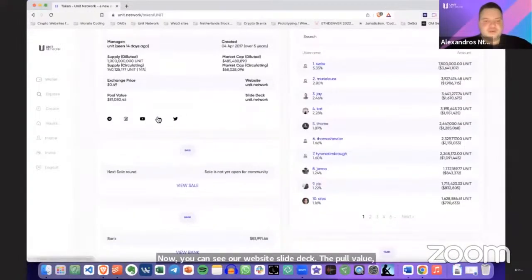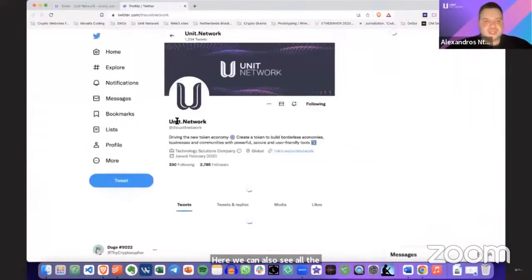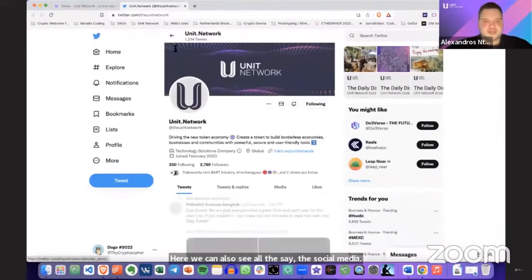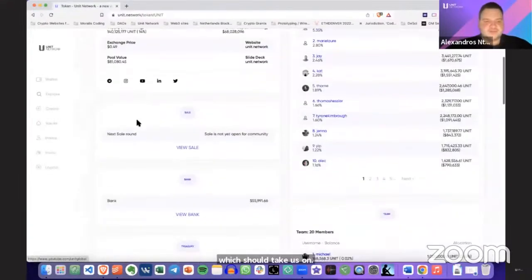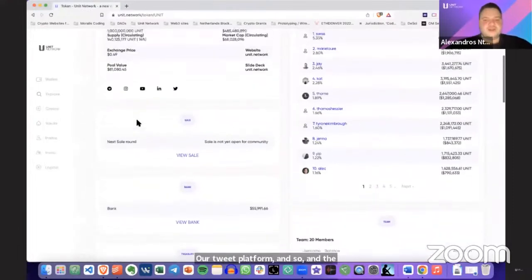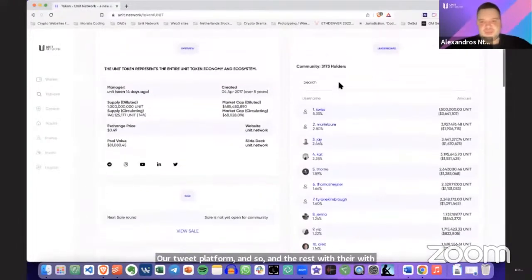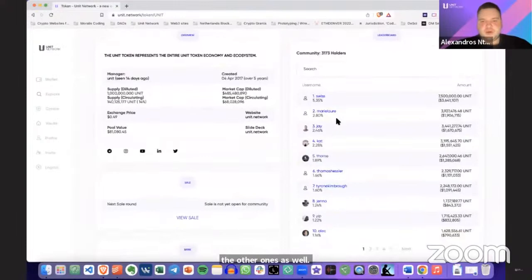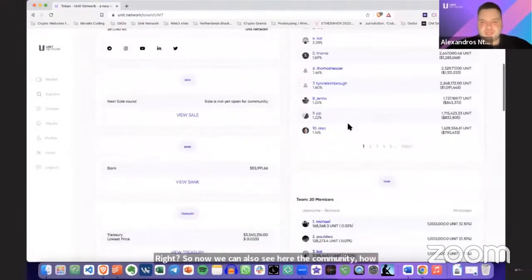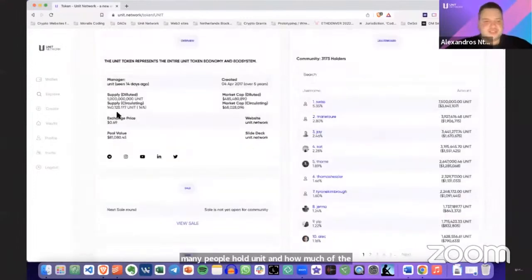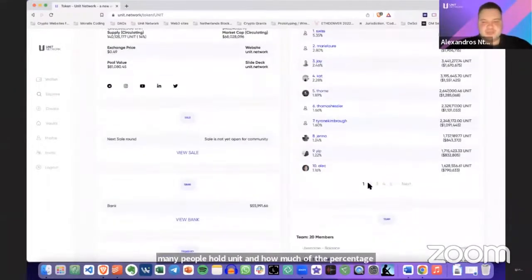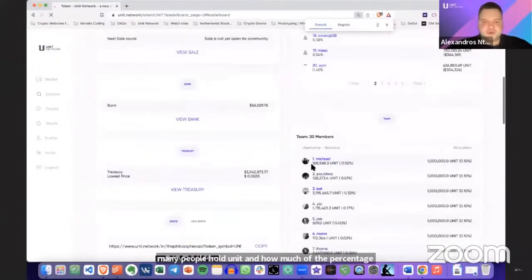Here we can also see the social media. If I click on Twitter, it should take us to our Twitter platform, and the same with the other ones, right? Now we can also see here the community, how many people hold unit, and what percentage of the circulation is held by each person, right?